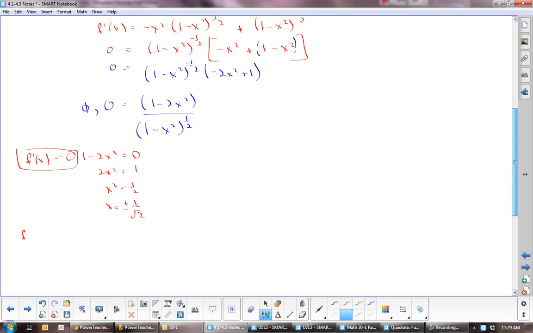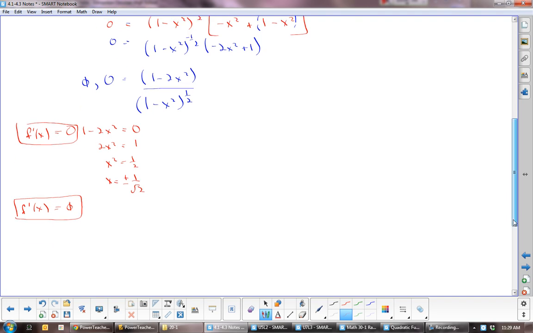How about when f prime of x is undefined or does not exist? That's when the bottom of this fraction equals 0. So it would be when root 1 minus x squared equals 0. If we square both sides, we get 1 minus x squared equals 0. X squared equals 1 when x equals plus or minus 1.